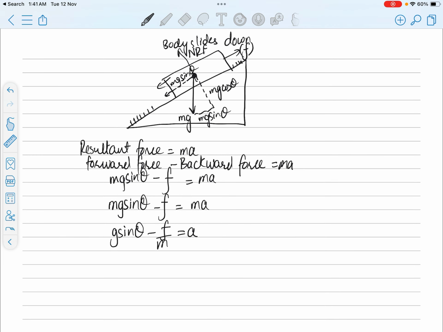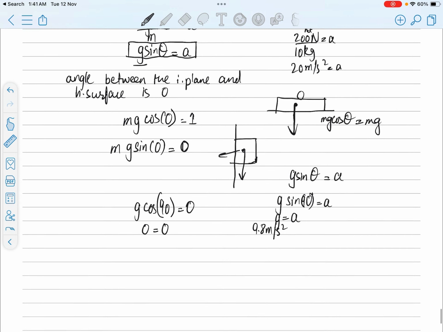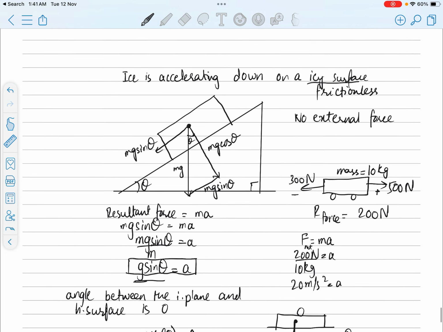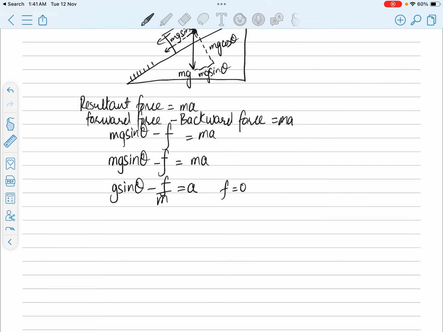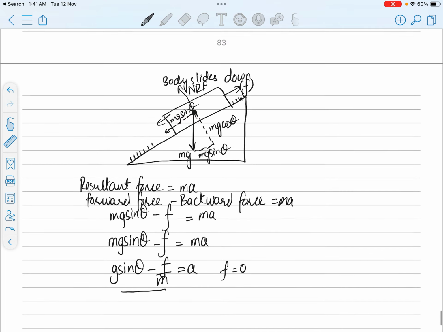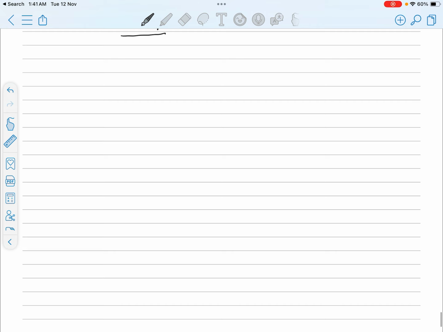This basically tells us if the friction is zero, if there is a frictionless surface, then acceleration is going to be g sine of theta, as we derived over here. If there is friction, there is going to be some resultant force, so g sine theta minus F over m is going to be your acceleration.